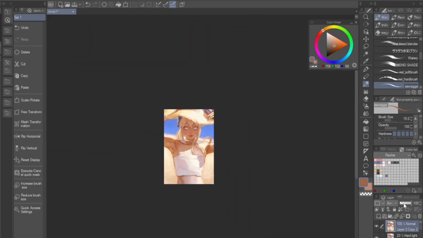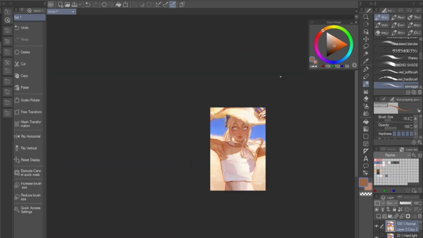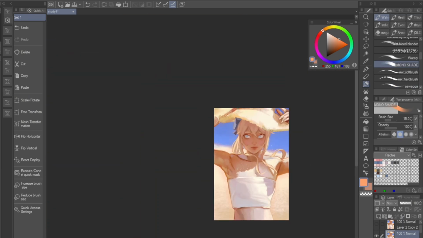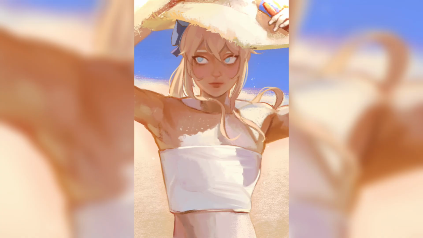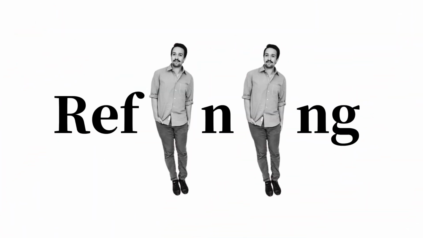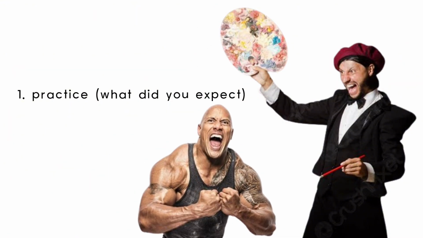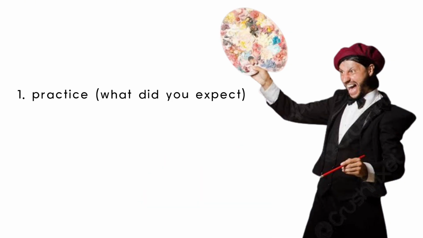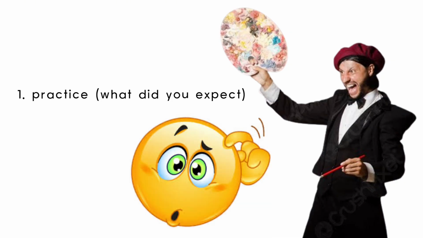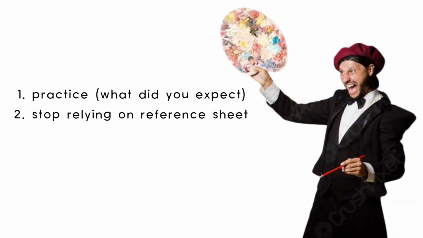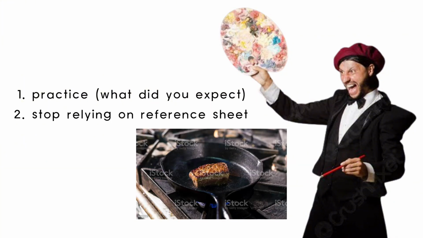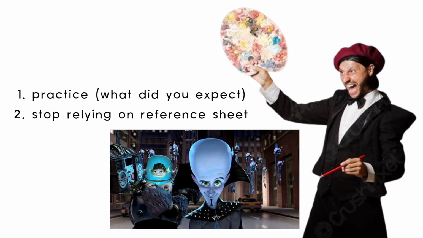Also, just playing around with the colors here using the tone curve, and ta-da, we have the finished piece, which brings me to the last phase, which is the easiest one, refining. This step is the simplest and easiest out of the entire process, and that is to continue to practice and apply what you've learned. Keep doing it until it becomes muscle memory and you don't even have to consciously think about it. Also, keep in mind that at this point you should not be relying on your reference sheet. You have to sear the images of your references into your brain.